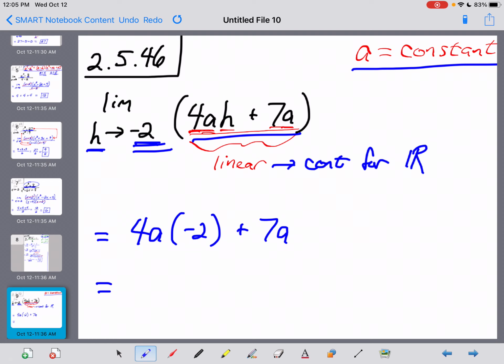So all we have to do is a little bit of algebraic simplification here. This is a negative 8a and then a plus 7a, and we'll put all that together to get the opposite of a. And that's our answer here, everybody, for problem number 46.